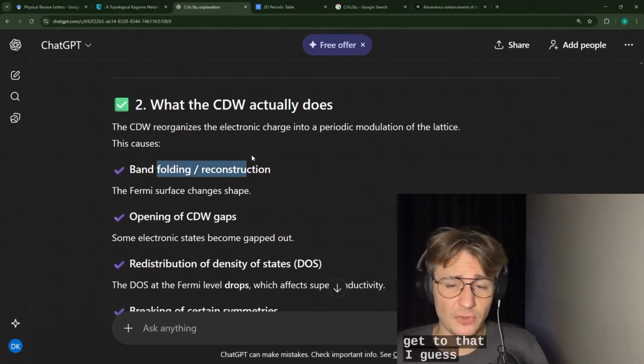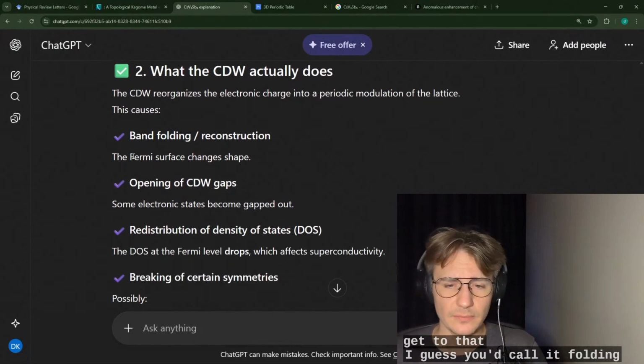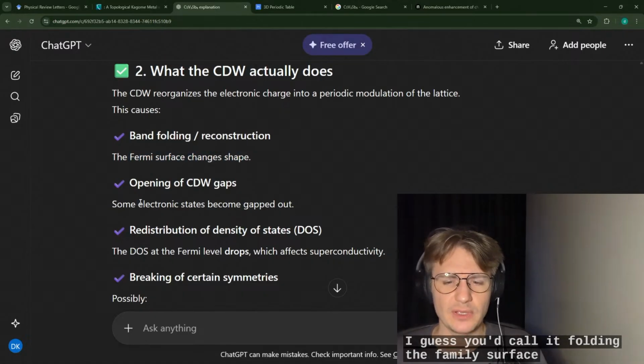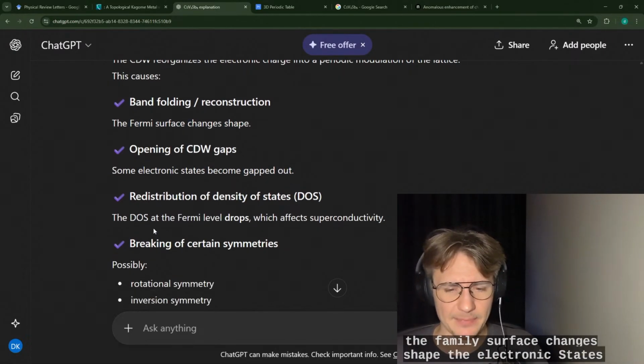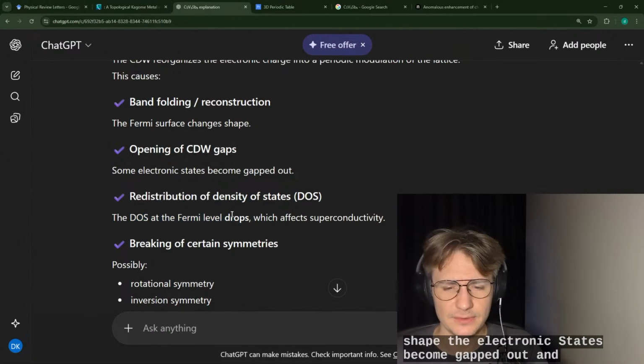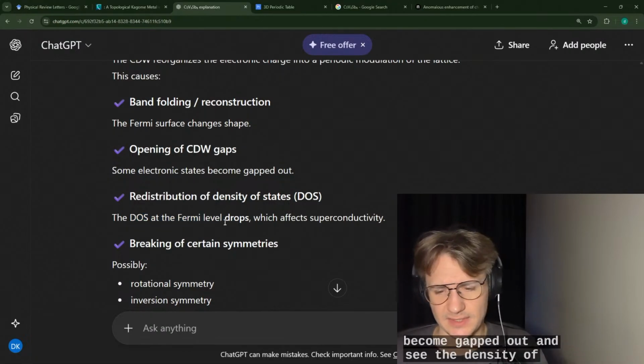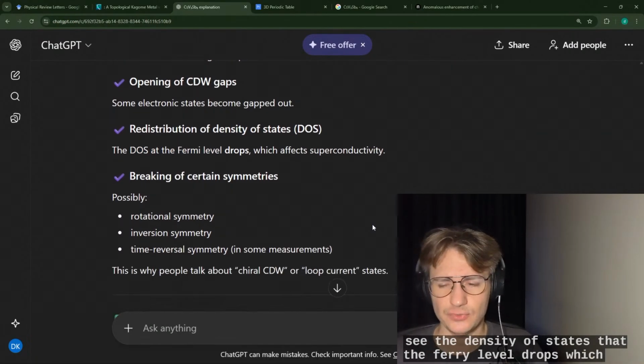I guess you'd call it folding. The Fermi surface changes shape. The electronic states become gapped out. And let's see, the density of states at the Fermi level drops, which affects superconductivity.